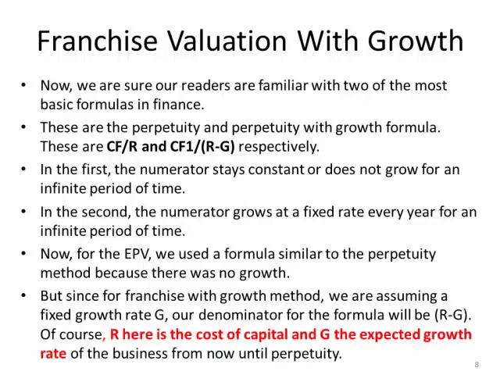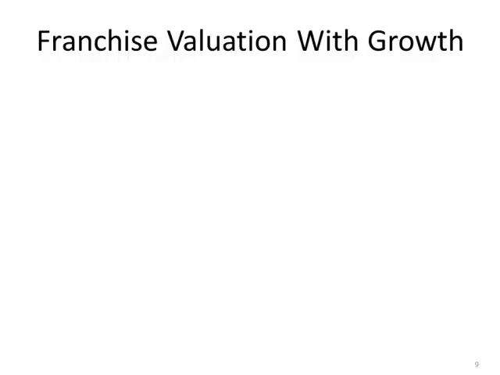So now with our franchise with growth method, since we are assuming a fixed growth rate g, our denominator will be r minus g instead of r. Here r is the cost of capital, and g is the expected growth rate of the business from now until perpetuity. So r minus g makes the denominator smaller as compared to just r, right? And that means the valuation is bigger when we have g. By having the denominator as r minus g, whenever g goes up, the valuation also goes up. Franchise valuation with growth.